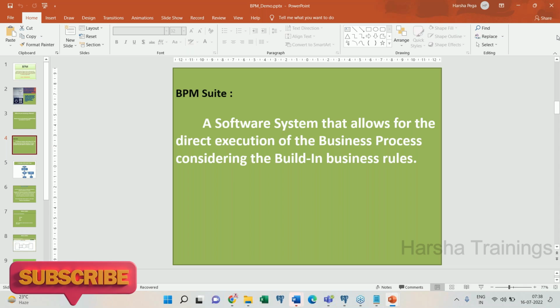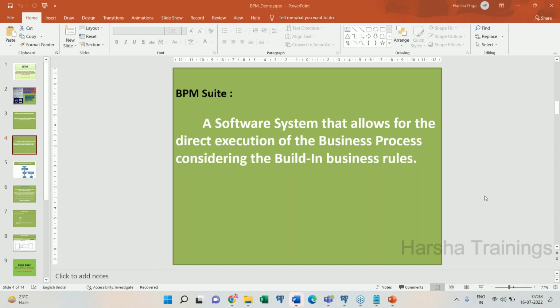Everyone clear? Make sense so far? Yes, Harsha. Yes, sir. Okay, so this is about the BPM suite.